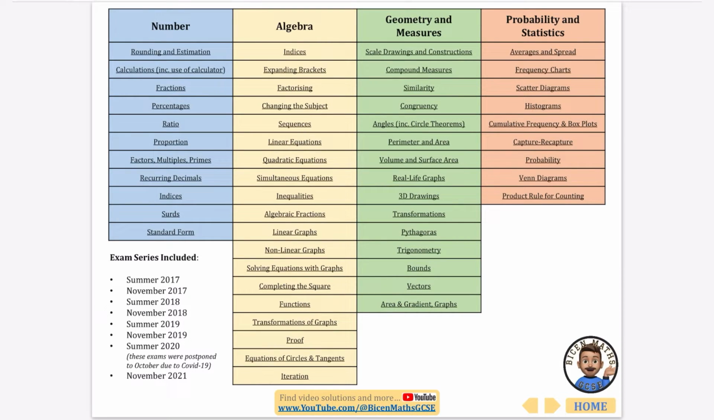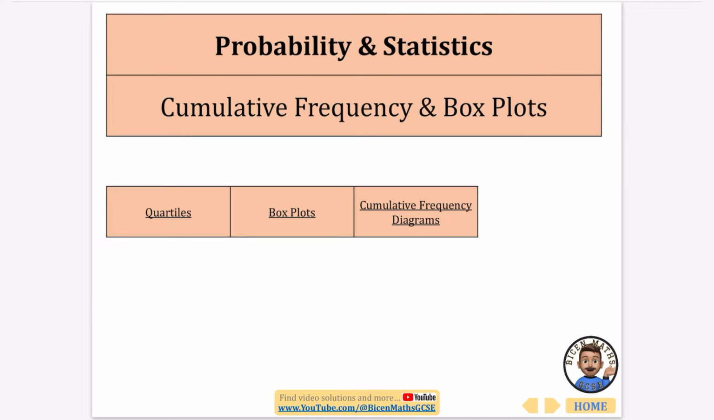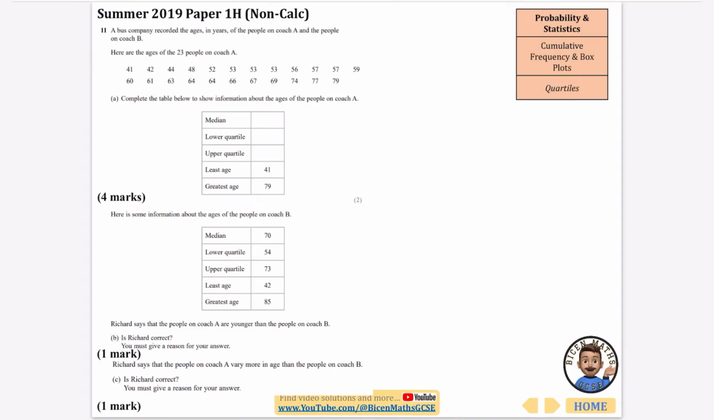We're going to be looking at the cumulative frequency and box plot section, which we've got here, and we're actually just going to start off with the beginning section, which is just going to be quartiles and box plots. At the end, cumulative frequency diagrams will overlap with some of the other ones, so we will just get started right away with this.